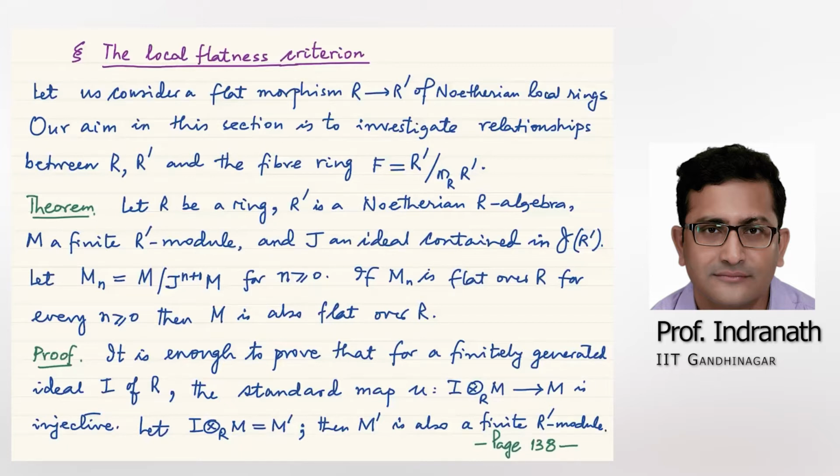Okay, so R is a ring, R dash is a Noetherian R-algebra, and M is a finite R dash module. Suppose J is an ideal contained in the Jacobson radical of R dash. I am using a slightly different notation because I find it convenient. Now, if you define M_n to be M modulo J^(n+1) M for all n greater than or equal to 0, and if M_n is flat over R for every n greater than or equal to 0, then M is also flat over R. Now, this is a very useful technical lemma, because we will see that immediately we will be able to derive some interesting consequences.